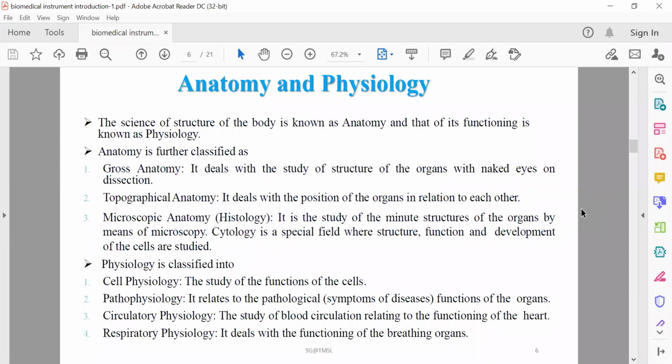In the same way, physiology is also classified into four categories: cell physiology, pathophysiology, circulatory physiology, as well as respiratory physiology. Cell physiology is the study of the functions of the cell. That's why it is called cell physiology. Now, what is pathophysiology? Basically, it is related to the pathological functions of the organs, and the symptoms of the disease are related to pathophysiology.